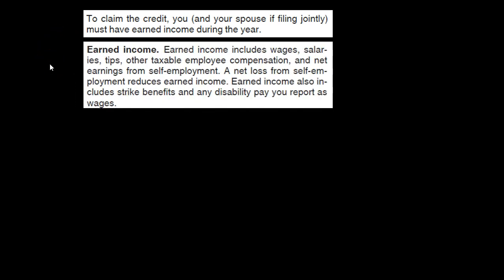Back to the text. Earned income. Earned income includes wages, salaries, tips, other taxable employee compensation, and net earnings from self-employment. A net loss from self-employment reduces earned income. Earned income also includes strike benefits and any disability pay you report as wages.